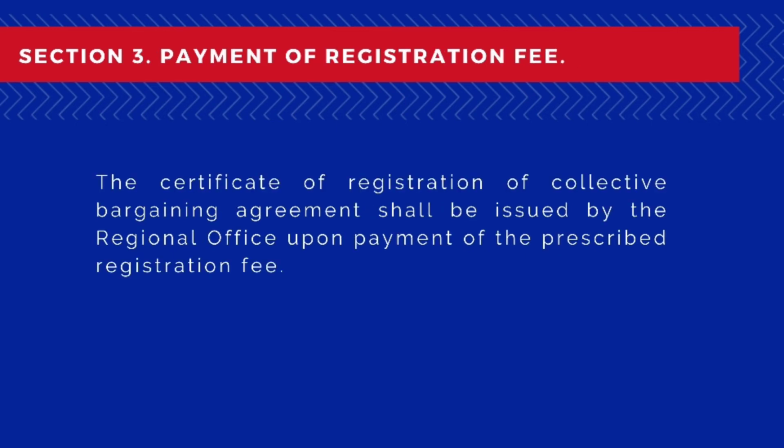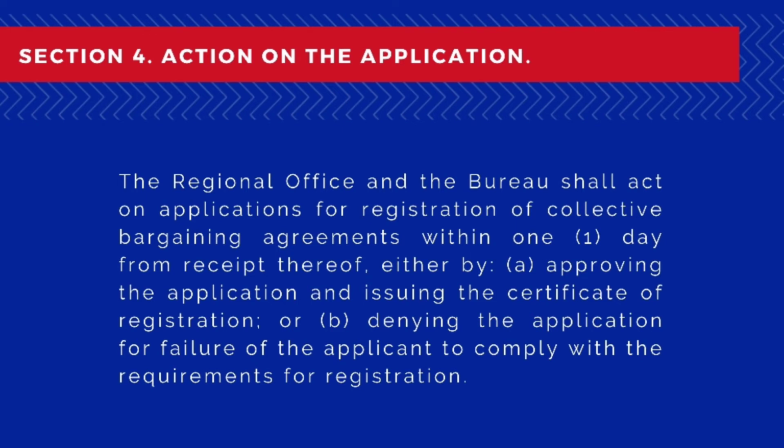Section 3. Payment of registration fee. The certificate of registration of collective bargaining agreement shall be issued by the regional office upon payment of the prescribed registration fee. Section 4. Action on the application. The regional office and the Bureau shall act on applications for registration of collective bargaining agreements, within 1 day from receipt thereof, either by A. Approving the application, and issuing the certificate of registration, or B. Denying the application for failure of the applicant to comply with the requirements for registration.